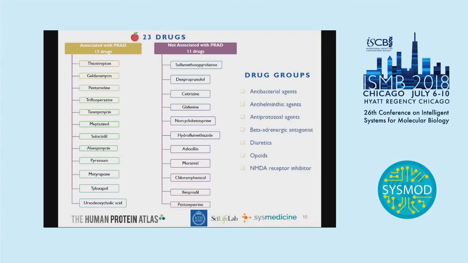So when I merged these 2 halves, it concluded with 23 candidate drugs. And I checked the literature to see if these drugs were already associated with prostate cancer before. When I did the text mining, I saw that 12 of them are already associated, and 11 of them were not associated yet.